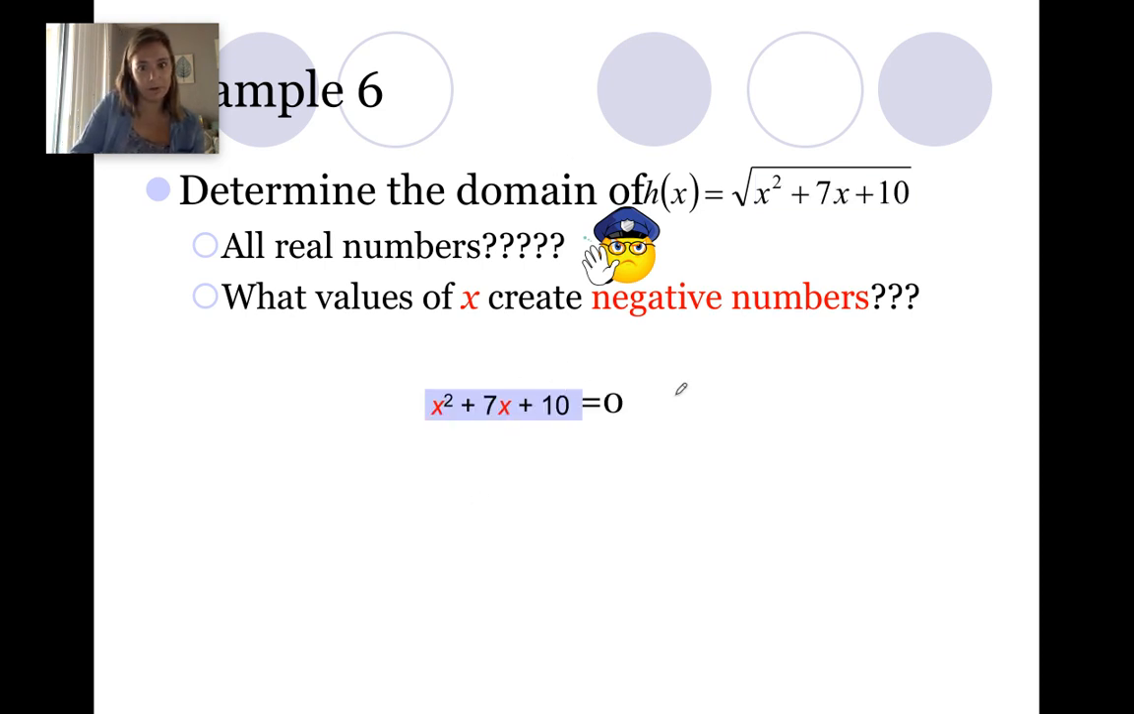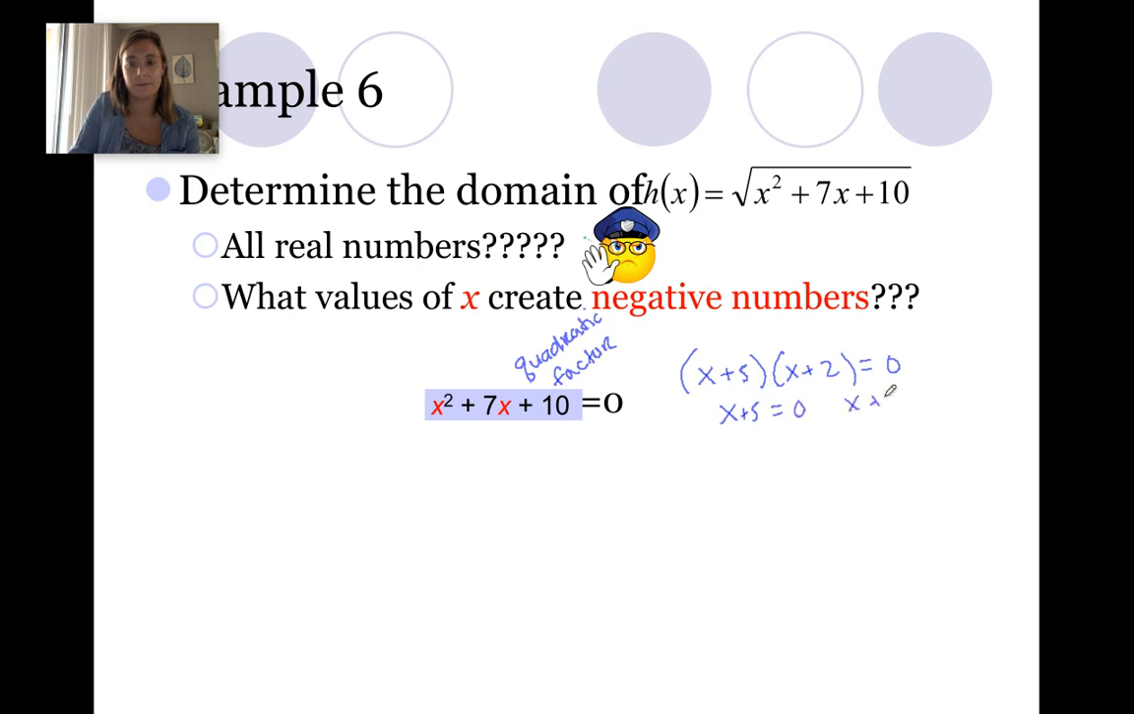What are you going to have to do? Aren't you going to have to factor? This is a quadratic. Right? So this is why we're not factoring for the fun of factoring, even though it's fun. We're factoring because we need it. We need it to figure out the domain of this square root function. How crazy. So factor it. X plus 5, x plus 2 equals 0. The zero product property tells me x plus 5 equals 0 and x plus 2 equals 0. So x equals negative 5 and x equals negative 2.